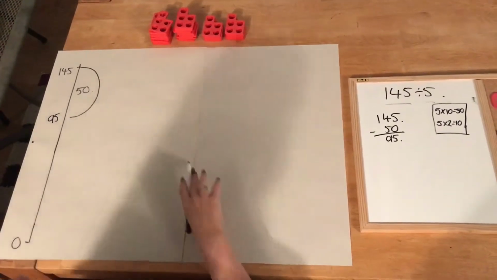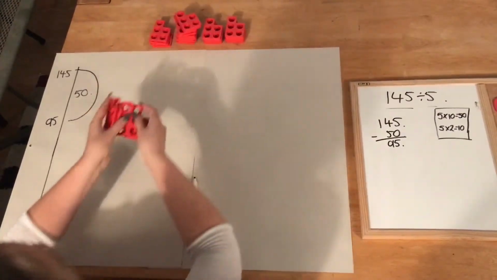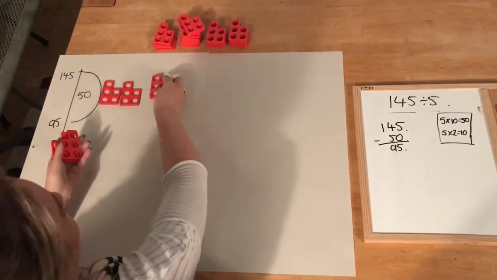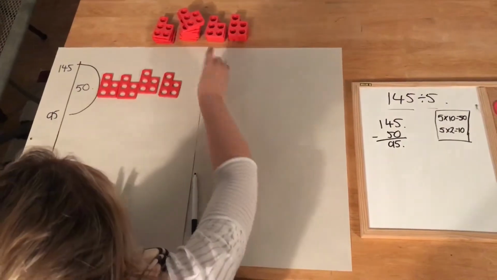So here we know down on the number line we can see clearly that we've gone down 50, which takes us to 95. So now what I'm going to do is, using our Numicon as our inactive representation, we are going to put down 10 groups of 5.